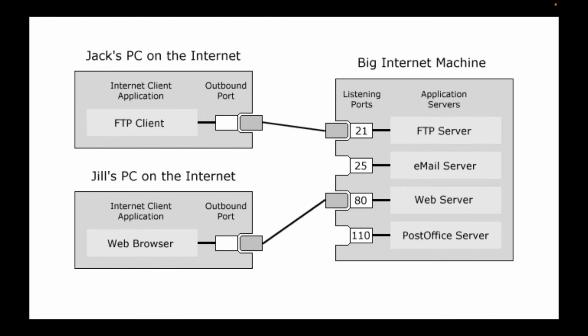Now, just to illustrate this again in a different way, here we have Jill's PC. Jill is sending a request from her outbound port to port 80 on a server, which corresponds to the web server, which means she wants to view a website. Now, Jack may be trying to connect to the same web server, but he wants to get a file from the web server using FTP. So he's sending a request to port 21 on the web server to get a file using the FTP protocol. This one is using the HTTP protocol, and this one is using the FTP protocol. But they're communicating with the same server, just over different ports that are listening for requests from clients.